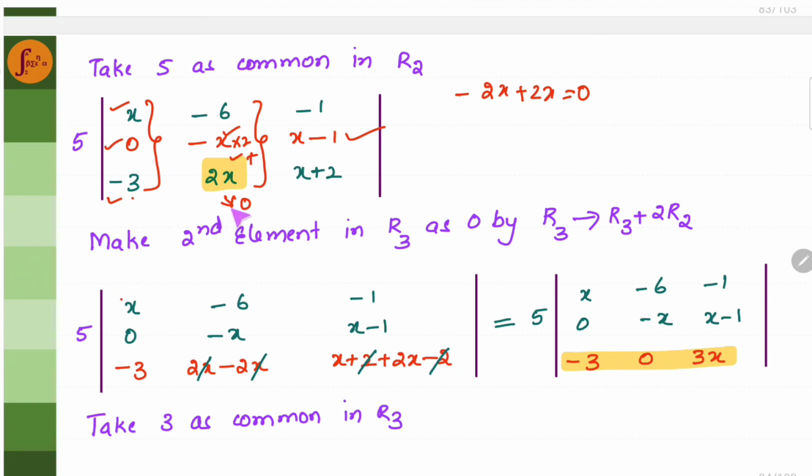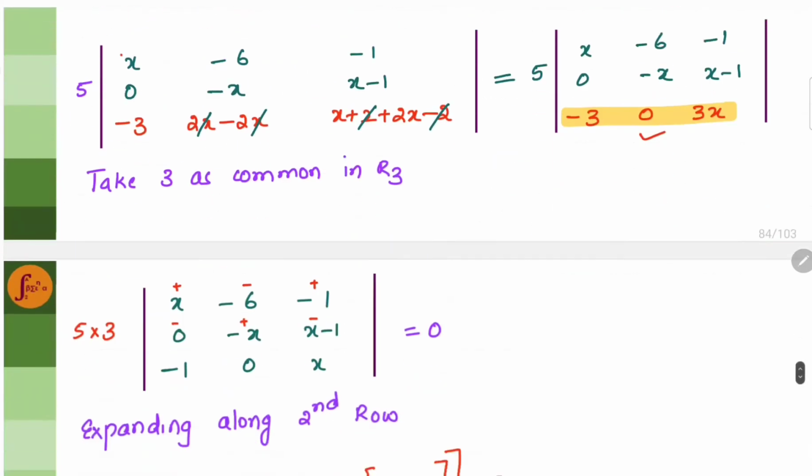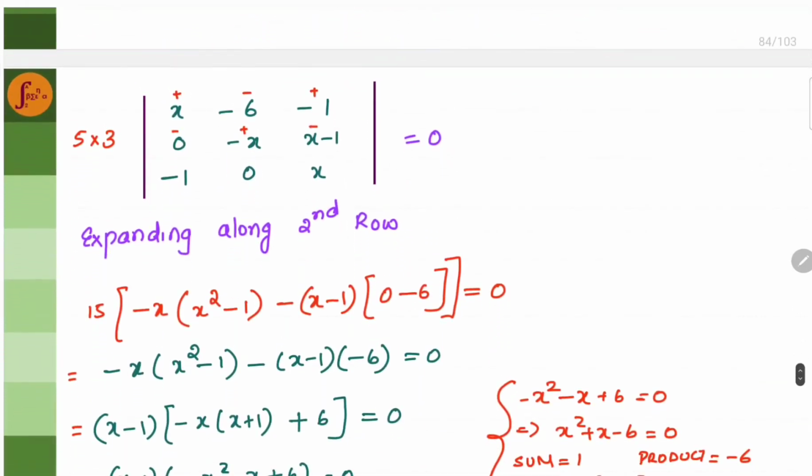So here we'll make 2x as 0 like this. Now when you do this operation, you're going to get 3 as common here. So we'll take 3 out. So we've taken 5 and 3 out. Now I don't think we can do any further simplifications, because if you see, all the numbers are different. Any operation you do, it's not going to become 0, right? So that's why we will directly do the expansion now.